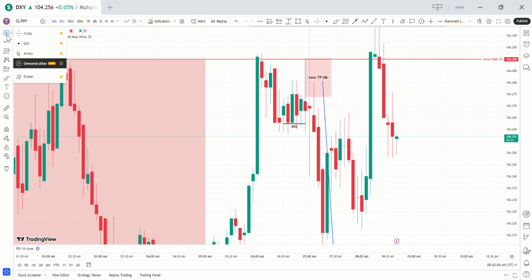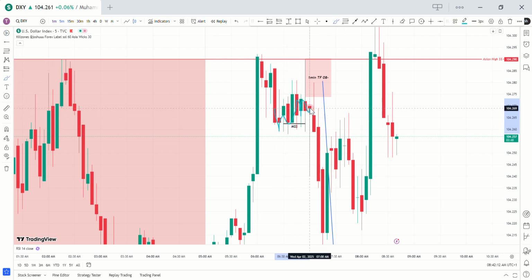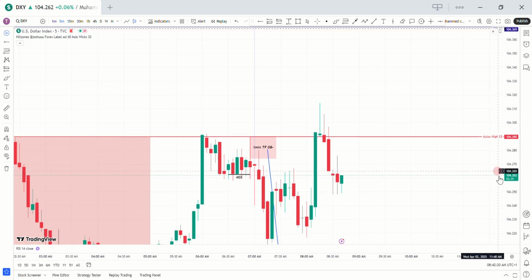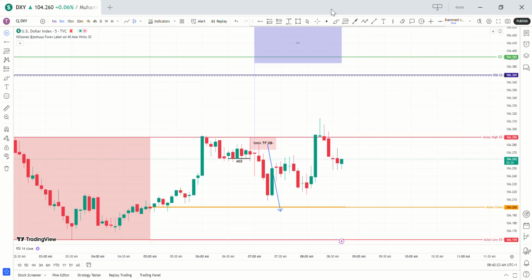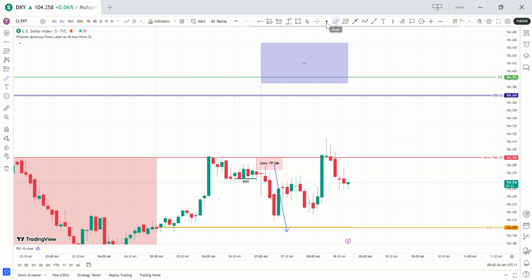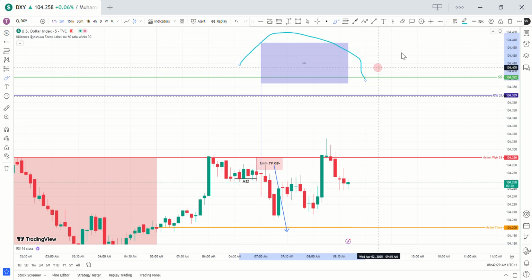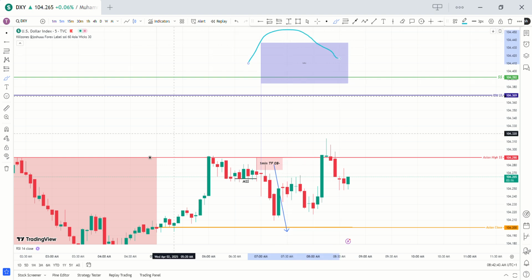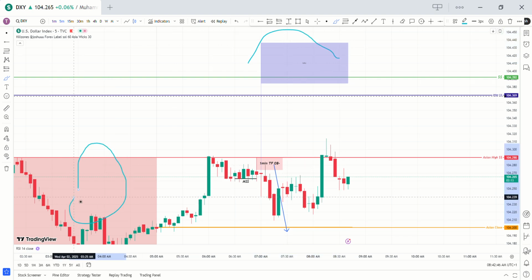So, back to what I was saying, price was consolidating here. As it was consolidating, I waited for the London session to open. And as I always say, this blue kill zone is my London session kill zone. These markings, this blue kill zone and this red kill zone that you guys are seeing here.